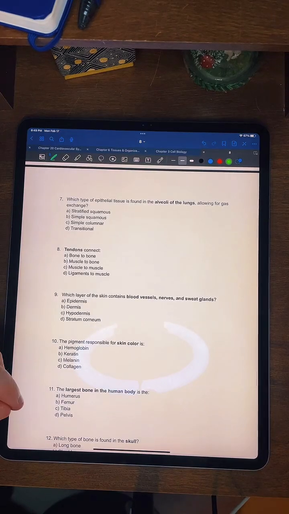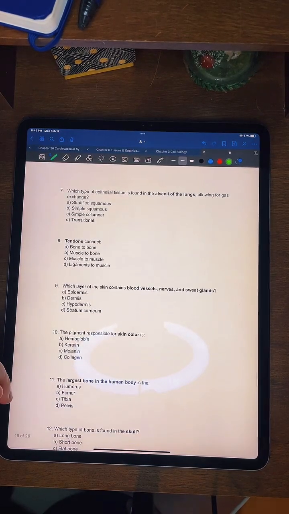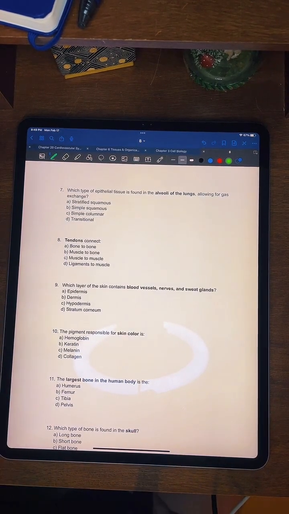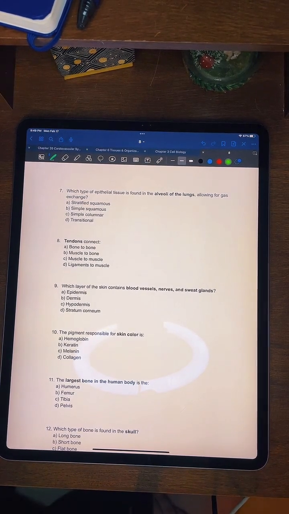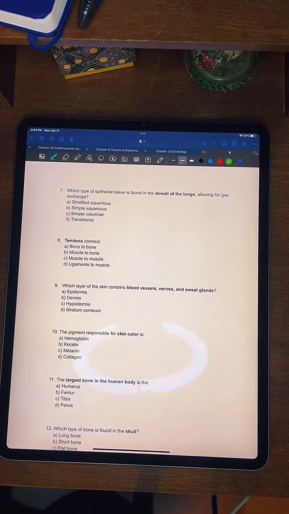This is anatomy and physiology, yeah. There are some bio questions in here. I started this quiz off with a couple easier questions to get us going.